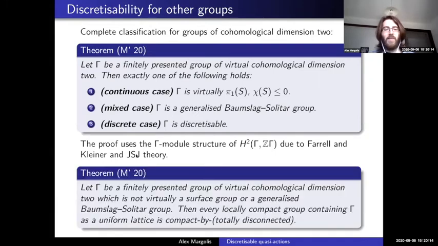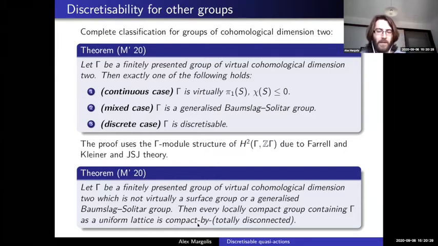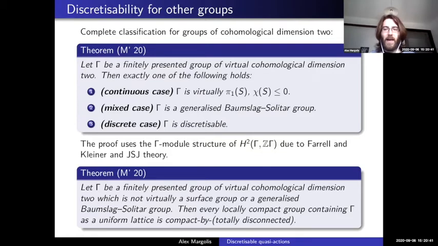One nice corollary of this is that in the generic case, the case where gamma is discretizable, every locally compact group that contains gamma as a uniform lattice is compact by totally disconnected. And this is a fairly classical question, to understand what possible locally compact groups can contain a countable group as a uniform lattice, and this provides a structure theory for that question.